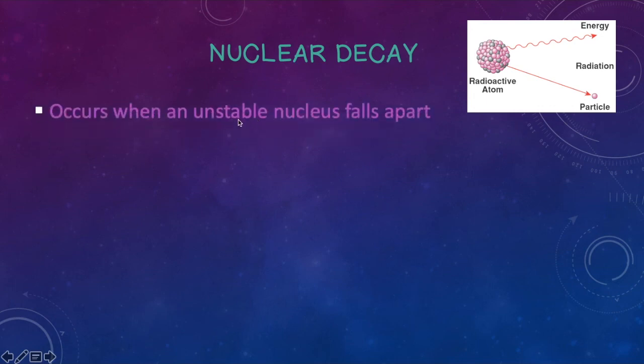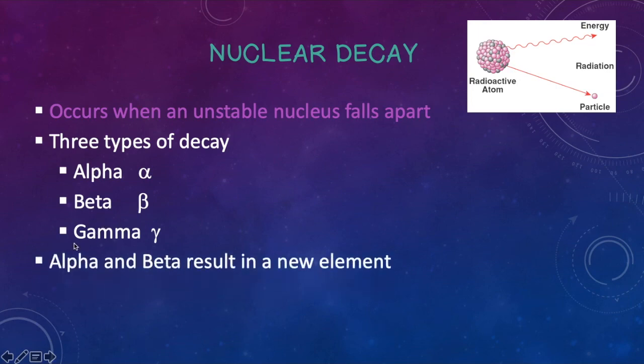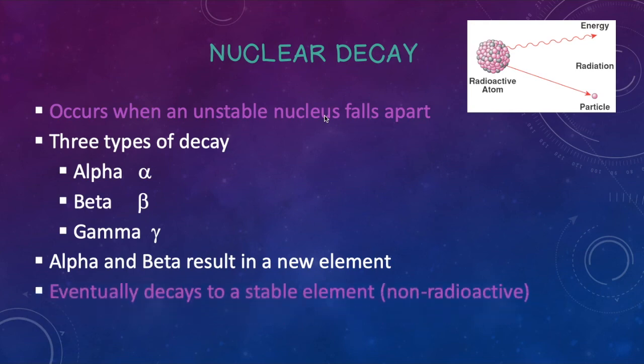When an unstable nucleus falls apart, that's called nuclear decay. There's three different types of decay that I just want you to be aware of: alpha, beta, and gamma. And these are just the Greek symbols for these three terms: alpha, beta, and gamma. When you have alpha and beta decay, you actually produce new elements. So when that nucleus falls apart, however many protons stay in one part of the nucleus, if you add up those protons, that would define what element you have.